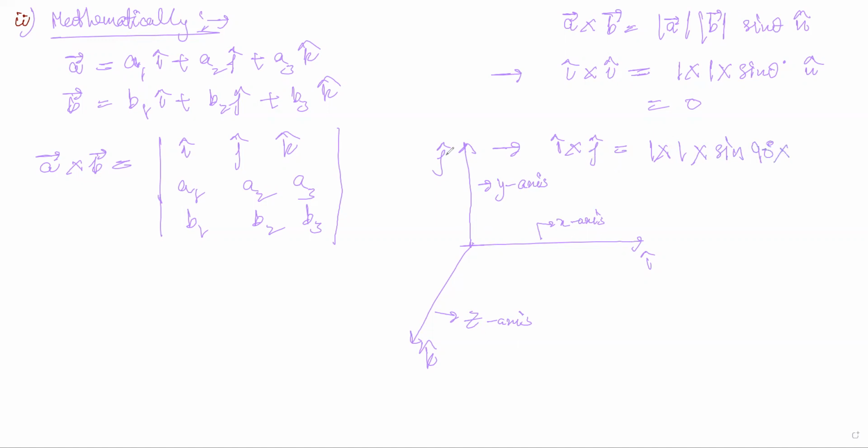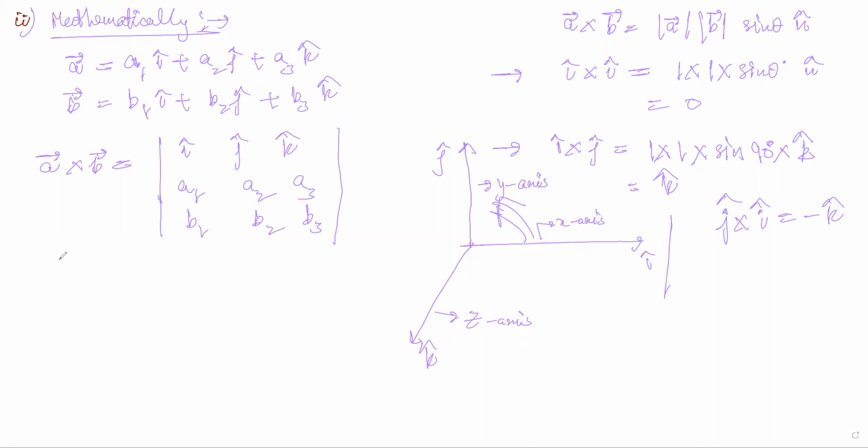Now this is i, this is j. If you roll from i to j, so if you roll your fingers like that, then the thumb will point upwards. That is positive k. So i cross j would be k. Similarly, j cross i would be minus k. Just change the direction because you have changed the order. If you're changing the order in case of cross product, the value will change. Why? Because now you are rolling from j to i, so the direction of the vector will change.